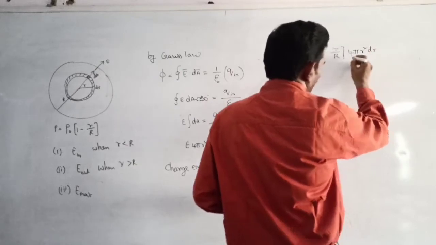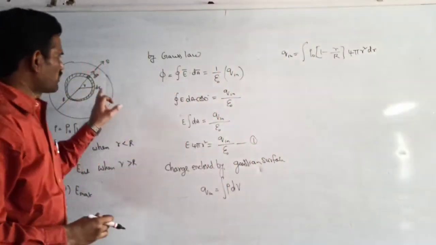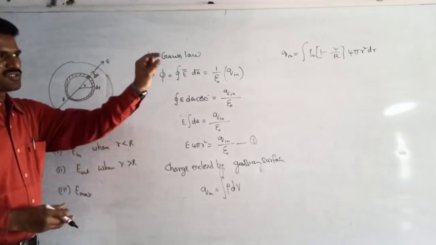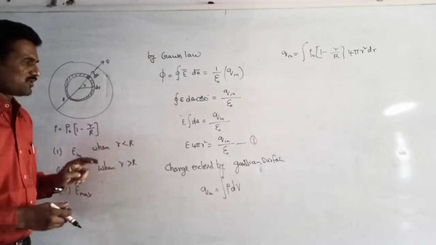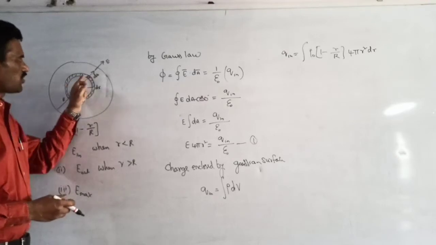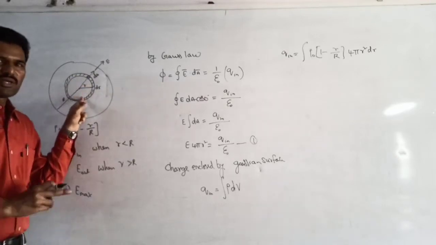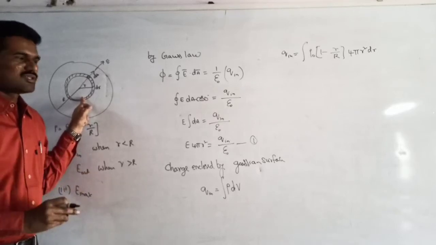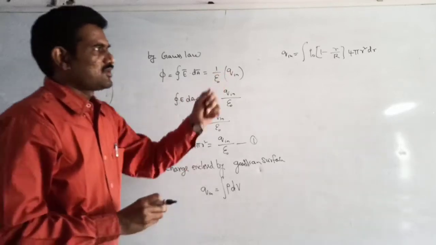This is the volume of the spherical element. Surface area 4 pi r square is the surface area, dr is the thickness. So that surface area and thickness will give the volume of the element. You can't write the total volume of this sphere as 4 by 3 pi r cube, because charge density is not constant here, charge density is variable. So now we need to write this integration.